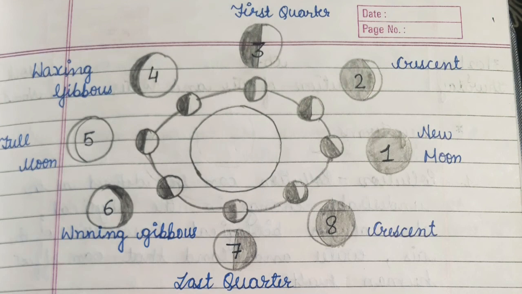meaning we are seeing 8 types of moon, in which the first is the new moon, second and 8th are the crescent moon, third and 7th are the first quarter and last quarter, 6th and 4th are the waxing gibbous, and 5th is the full moon, and 1 is the new moon. Okay friends, so this is the diagram for the phases of the moon, in which there are 8 phases and they have different names for the different phases. I hope this question is very clear to you, the phases of the moon and its diagram.